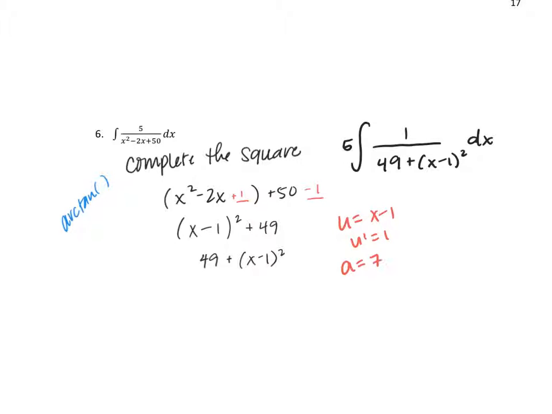What's a? What do I want in my numerator for arc tangent? U prime or a times u prime? So I've got a 1 in my numerator. I want to make that 7. So how do I adjust to put that 7 there? Divide by 7 on the outside. So I have 5 over 7 arc tangent x minus 1 over 7 plus c.